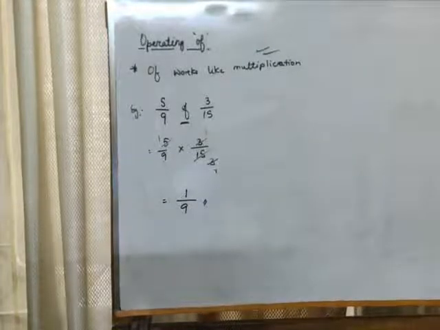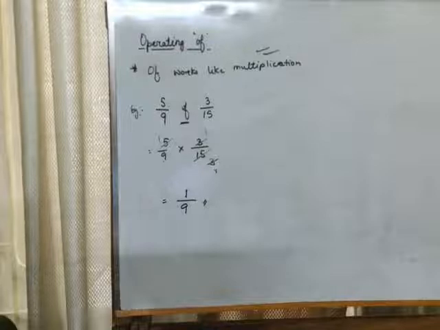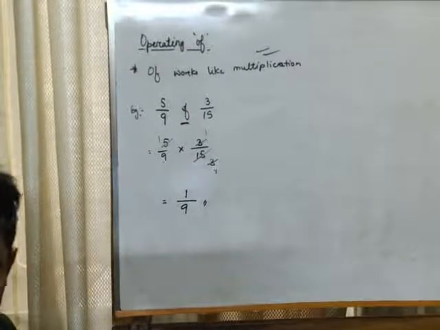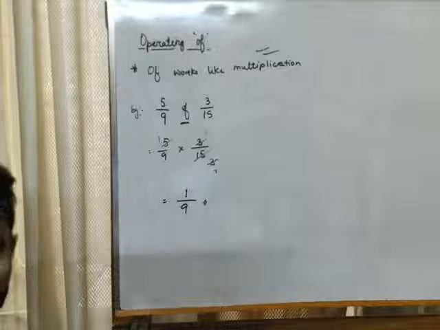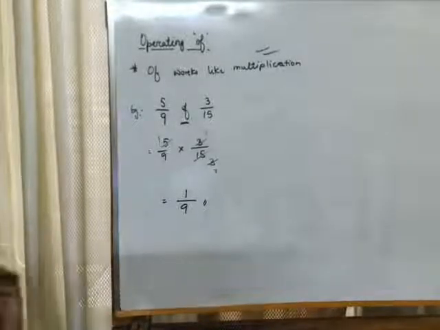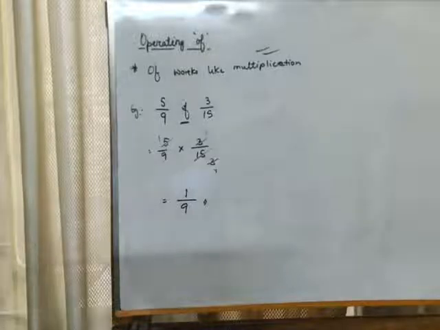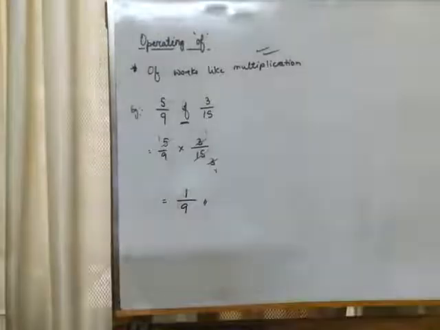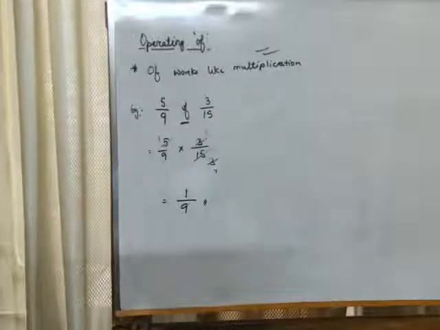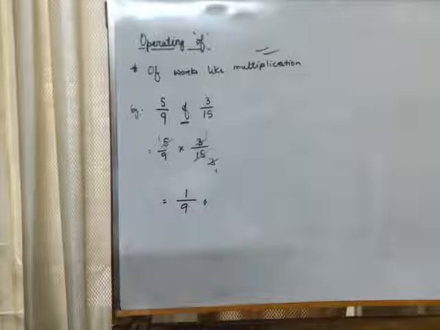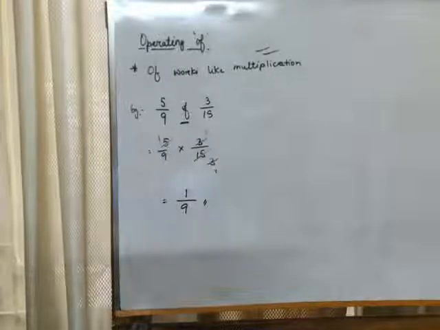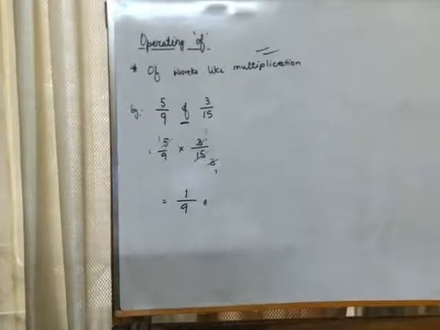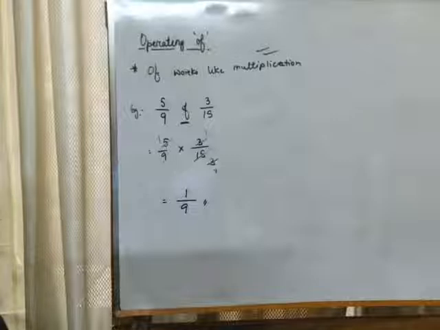So this is how we do the operation of. Is it clear everyone? Now we will see 2 points.